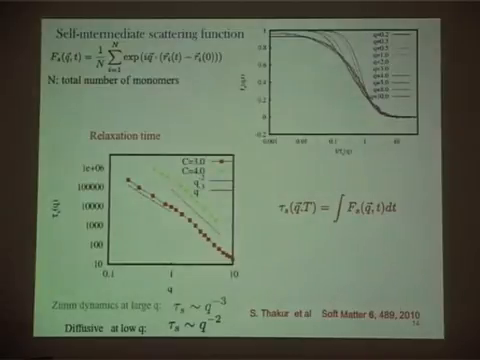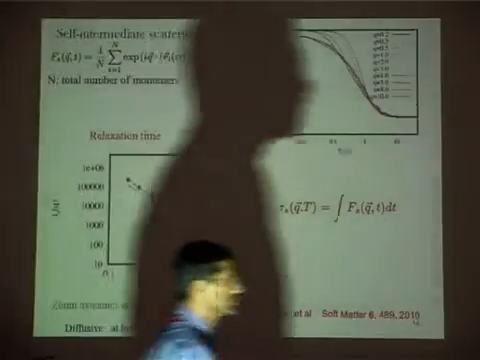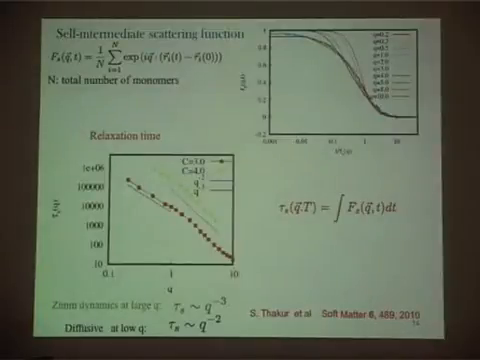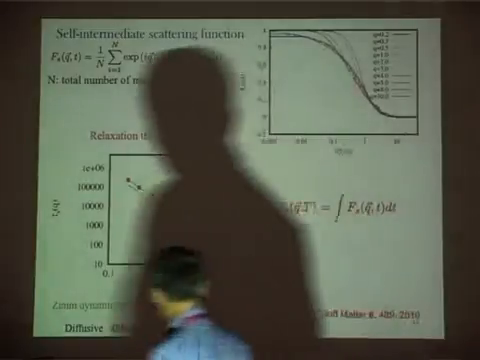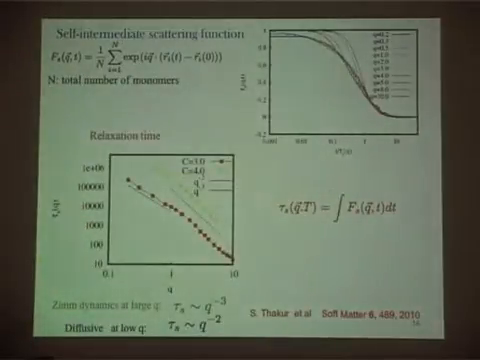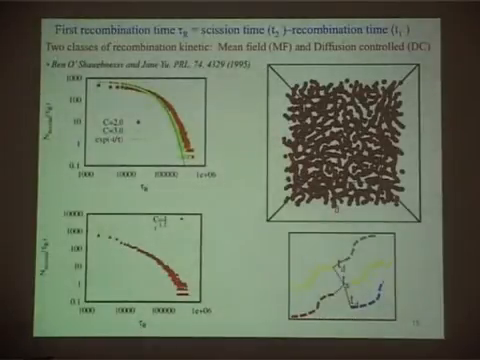Sunil, the question is, where is Q times RG in that plot? Is it at 1? It's about 1, yes. That's where you see the. Okay, so is it okay?